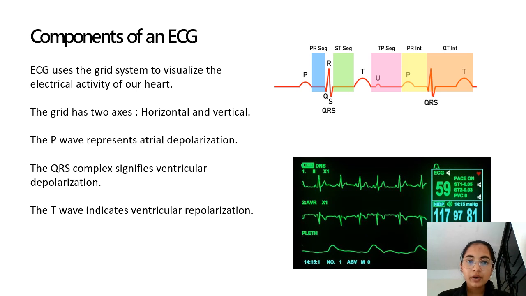So next are the components of an ECG. An ECG uses a grid system to visualize the electrical activity of the heart. The grid has two axes, horizontal and vertical. The P wave represents atrial depolarization and the QRS complex signifies ventricular depolarization. The T wave indicates ventricular repolarization.